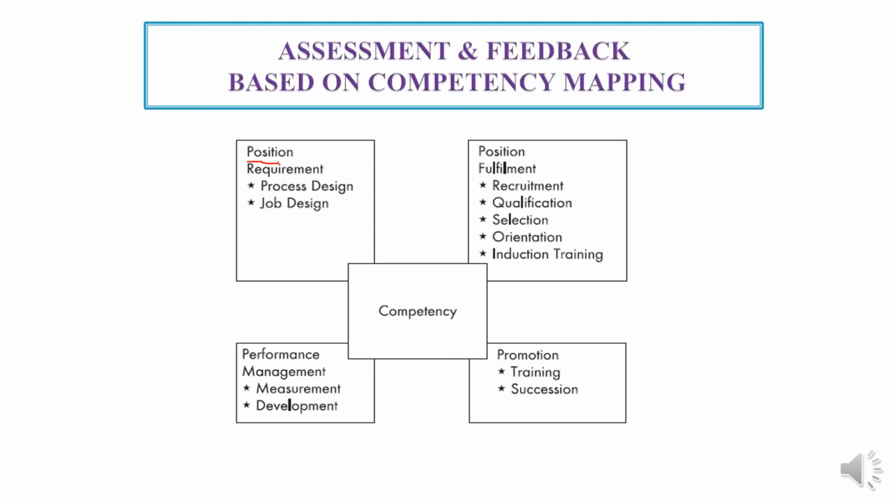Once this has been done, the position requirement and the fulfillment have been done altogether successfully, we come to the performance part. Remember, everything that can be measured can be developed, can be managed. Performance management. If there is a parity between requirement and fulfillment, there is something called performance management. And those who definitely excel, probably they are promoted. Those who don't need to be trained, and succession needs to be planned around the key areas. So what we're talking about is competency. This is all about assessment and feedback based on competency. We are talking nothing but competency.